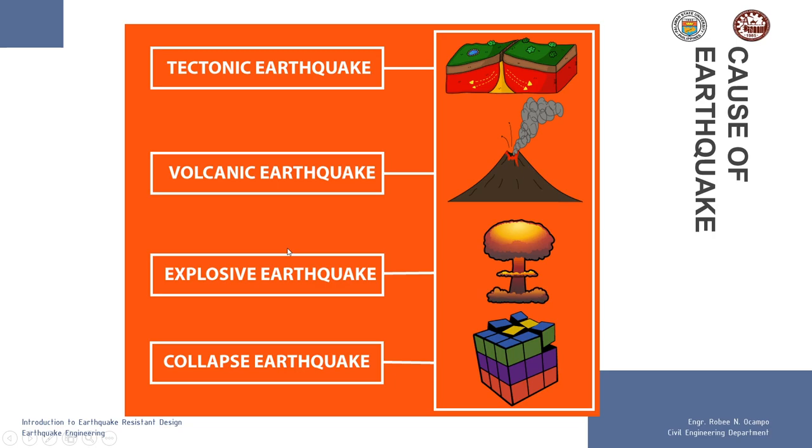so what causes the earthquake? Based from our source of ground movements, this may cause earthquakes. First you have the tectonic earthquake, so the movement of the plates in the earth's crust may cause earthquake. And of course you have the volcanic earthquake, so earthquake occurred after the major volcanic eruption. And aside from this natural phenomenon, you also have an earthquake caused by man-made causes, like explosive earthquakes. Major earth explosions caused by mankind may cause major earthquakes. And lastly, the collapse earthquake.